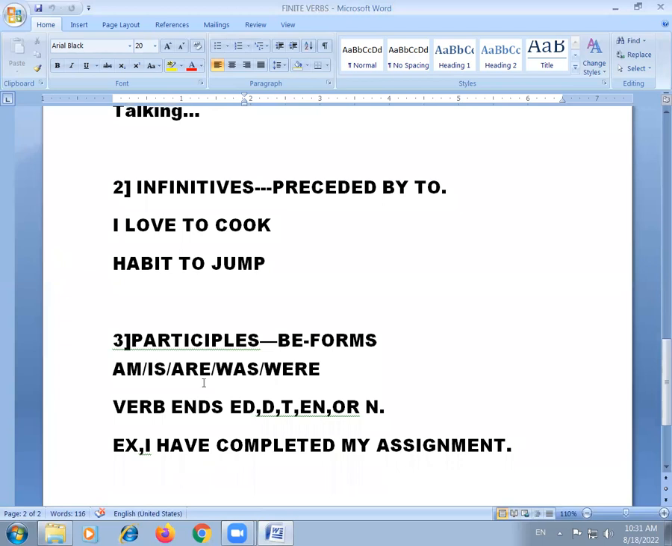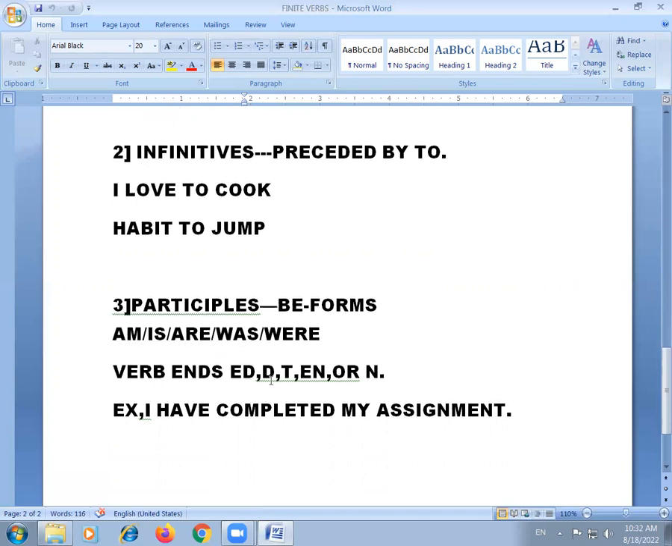For example, present participles are formed by adding ing to a verb form, and are used as adjectives, adverbs, and in the formation of a verb tense with forms of be. Be forms go to am, is, are, was, were to form continuous tense. For example, the water is boiling. I have completed my assignment. So here the participle verb form is used to form the perfect tense. These verbs usually end in ed, d, t, en, n letters.